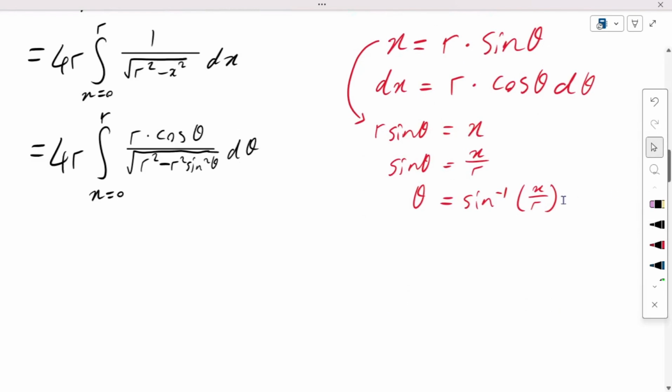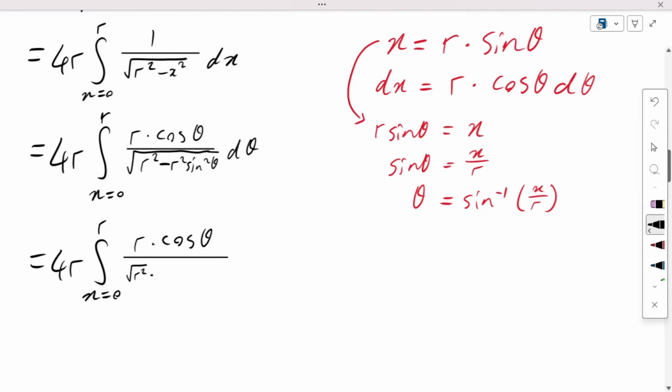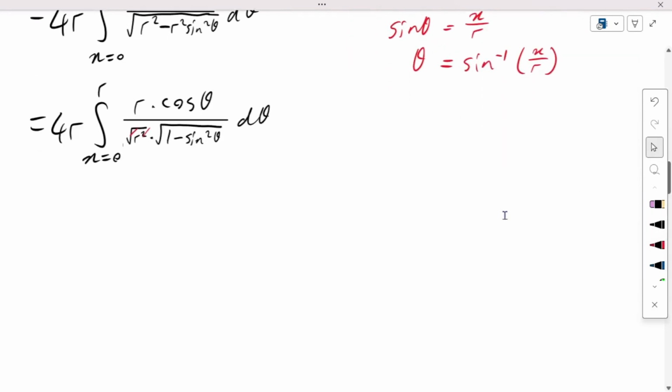From here, we can say this is equal to 4r multiplied by the integral from 0 to r, and this is r multiplied by cosine theta divided by, now we are going to take out r squared as a common factor, which you can write as r squared multiplied by 1 minus sine squared theta, d theta. What we can see over here is that the square root cancels r squared, and it just equals r. So we can get rid of this square root, and that's just going to be equal to r on its own, like this.